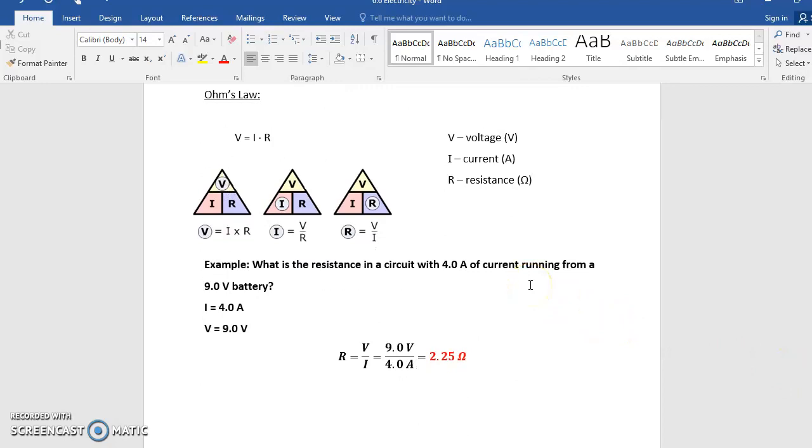What is the resistance in a circuit with 4 amps of current running on a 9-volt battery? So I list my variables. The current is 4 amps, and the voltage is 9 volts. I'm being asked to find R, so R equals V divided by I, so 9 volts divided by 4 amps, 2.25 ohms. And it's done.